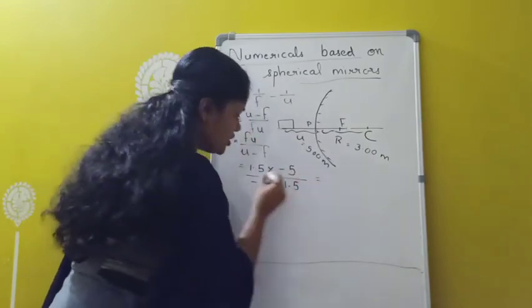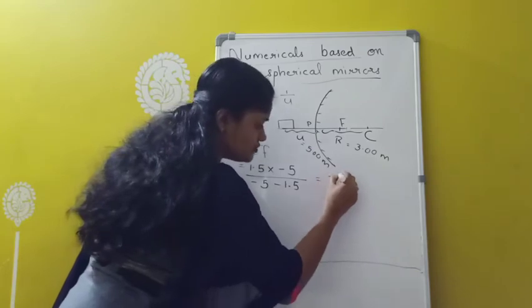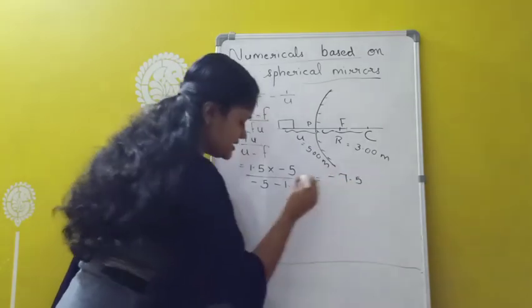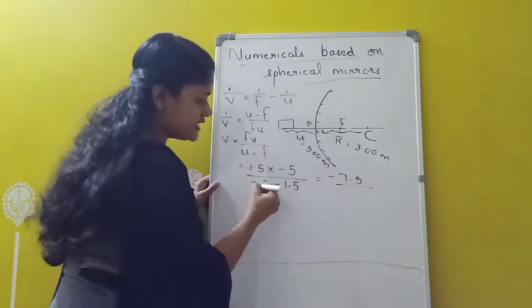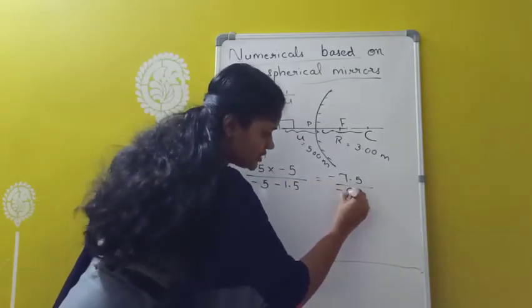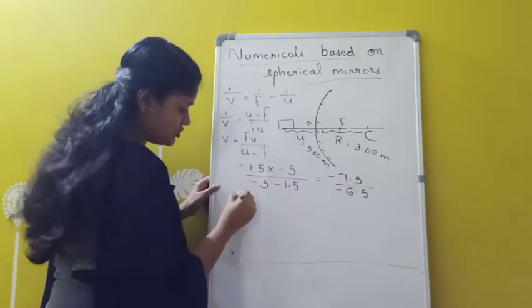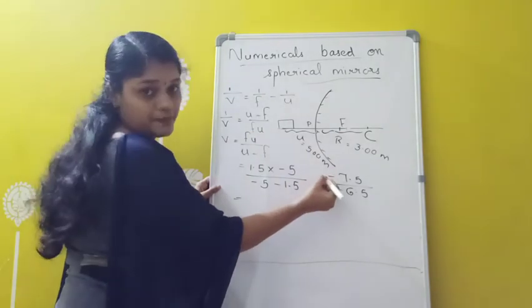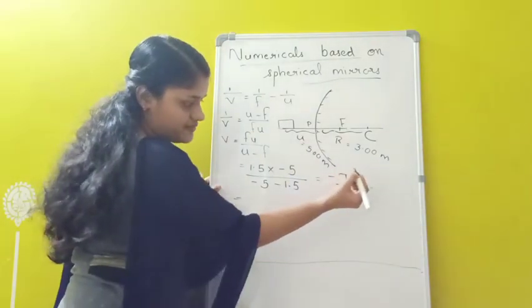That is equivalent to 1.5 into 5, which you get as 7.5. So minus 7.5 divided by minus 5 minus 1.5, which is minus 6.5. Now this minus and minus become plus. Then 7.5 divided by 6.5.